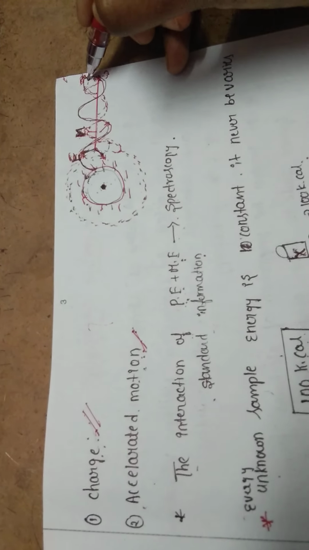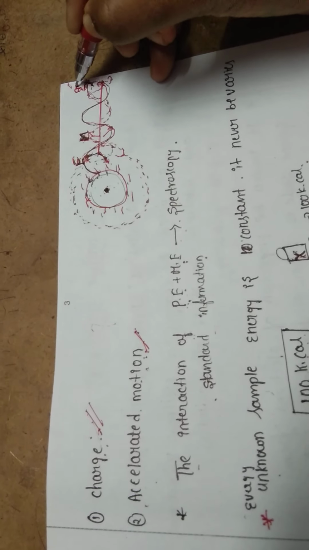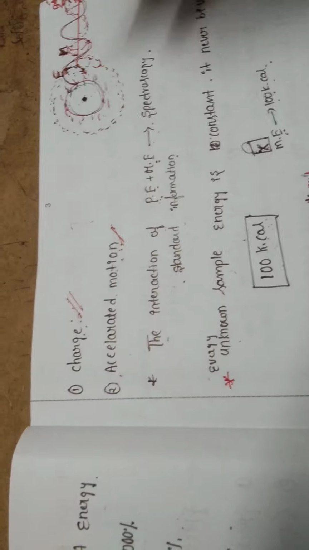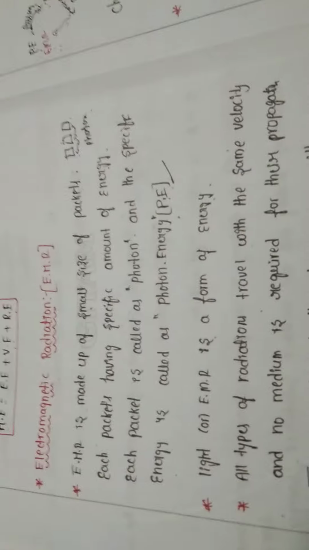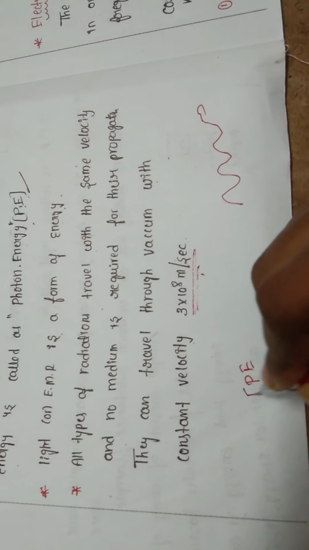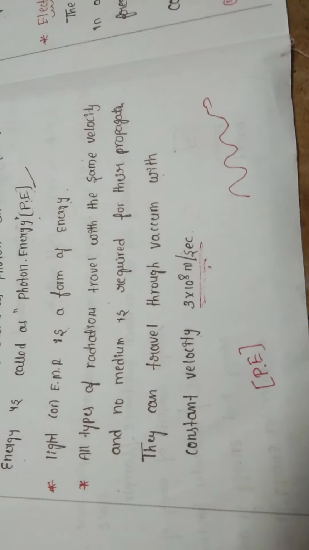Finally it will give an energy. That energy is called electromagnetic radiation. Okay, next point is electromagnetic radiation. Instead of electromagnetic radiation, I can write photon energy. It is represented with PE, photon energy.